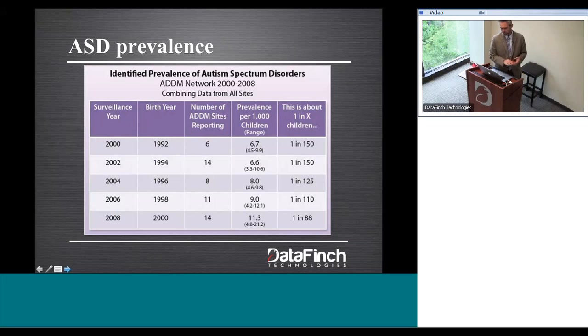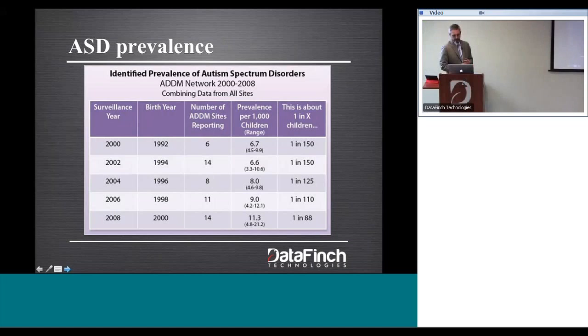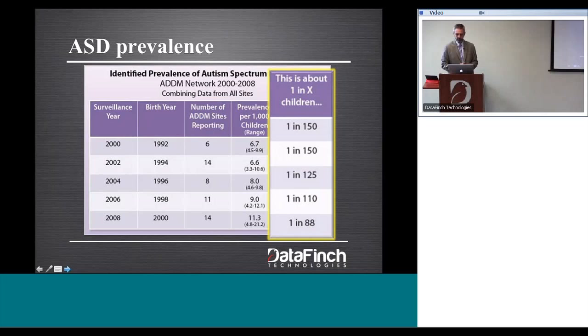So as recently, really, as the 90s, autism was still fairly rare. And you can see if you look at this chart that the incidence rate has, since 2000, been climbing fairly significantly. In fact, if you look at the incidence rate, 1 in X children, it starts at 1 in 150 children, and in 2008 it was 1 in 88. And in fact, in March of this year, 2013, the most recent numbers indicated that it's now 1 in 50.